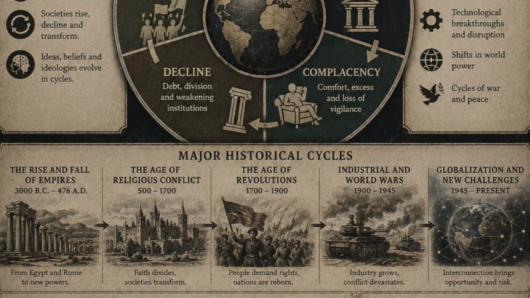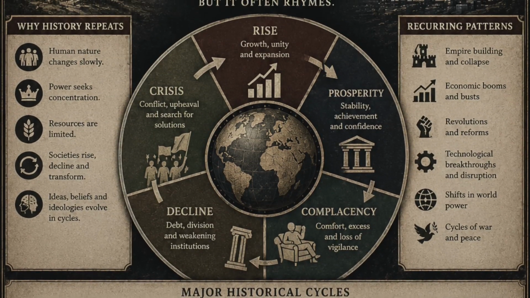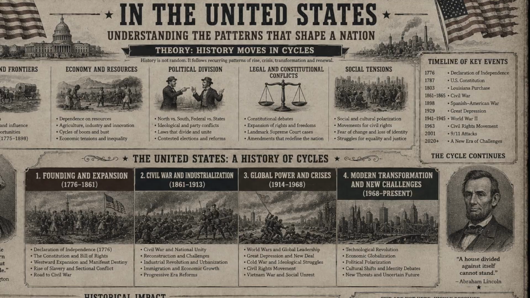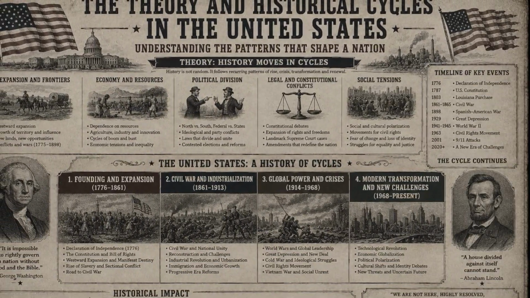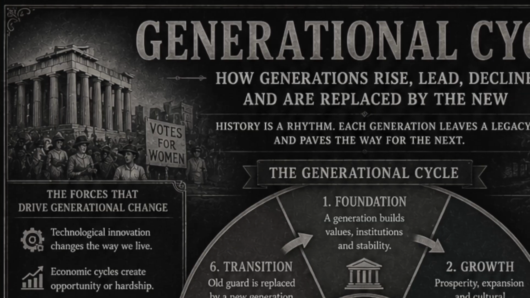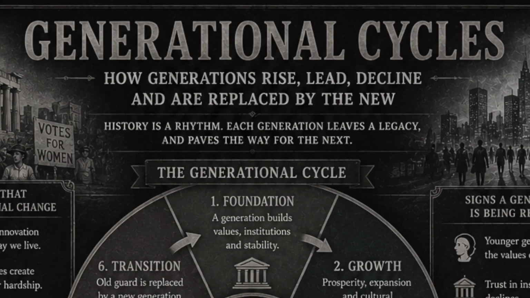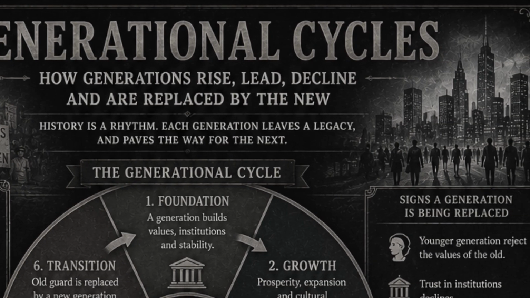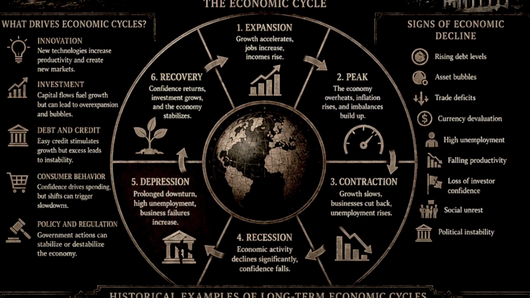Fourth are national cyclical theories. These focus on recurring patterns within a specific country. One example is cyclical interpretations of United States history that identify repeating political or social phases. Fifth are generational cycles. These describe broad societal moods that change as new generations emerge and replace older ones. A prominent example is the Strauss-Howe theory of generational cycles.